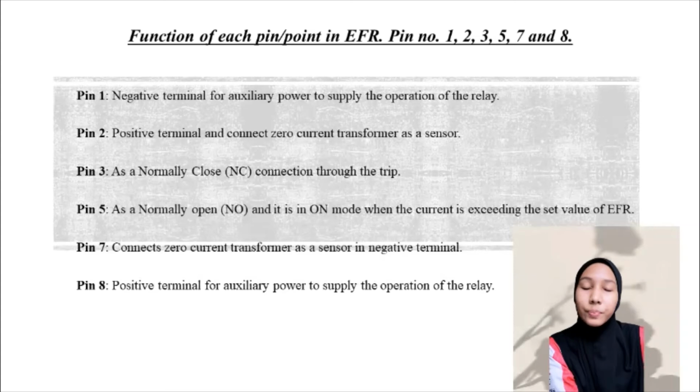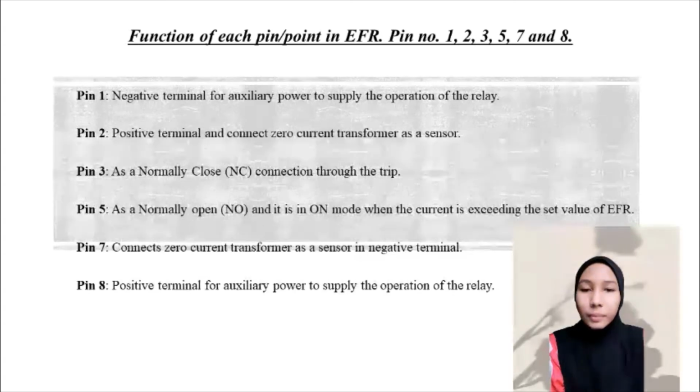And number 4, the function of each pin or point in the EFR. Pin number 1 is a negative terminal for auxiliary power to supply the operation of the relay. Pin number 2 is a positive terminal and it connects the zero current transformer as a sensor. And pin number 3 acts as a normally closed (NC) connection to the trip.